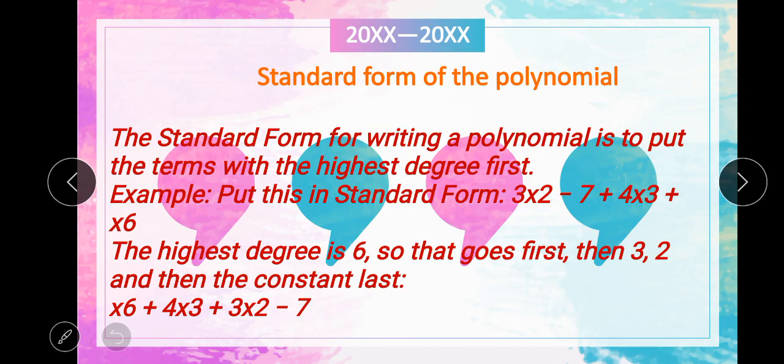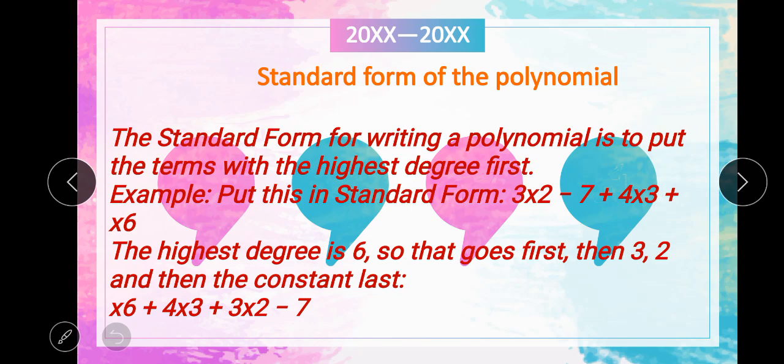Now, the standard form of a polynomial. The standard form for writing a polynomial is to put the term with the highest degree first. Or we can say, we arrange the polynomial from highest to lowest degree, as ax square plus bx, that is the standard form of a quadratic polynomial, or ax cube plus bx square plus cx plus d, that is the standard form of a cubic polynomial.